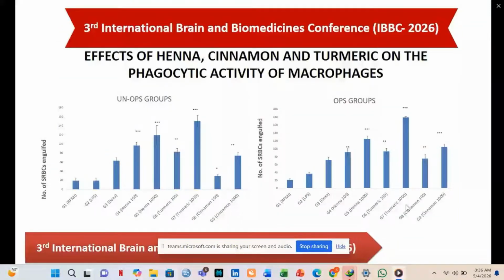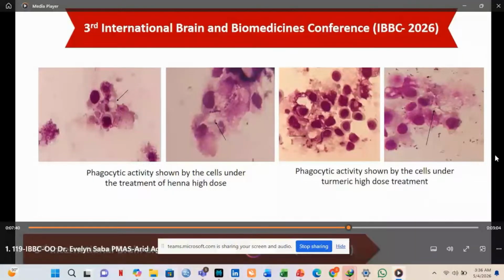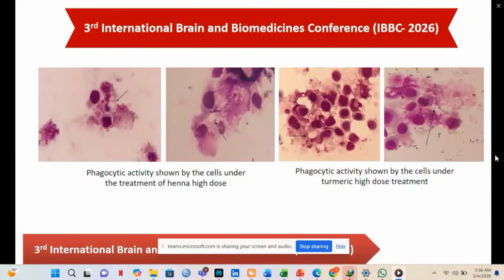It showed that these extracts enhanced the phagocytic activity of the macrophages. I mean, normally macrophages do phagocytose. That is part and parcel of their function. However, when we treated these cells with the different spice extracts, their phagocytic activity increased. The arrow in these pictures shows the RBC, and the other remaining cells are the macrophages. And for cytotoxicity, we did not find any cytotoxicity for these extracts, as shown by this MTT assay for various doses.